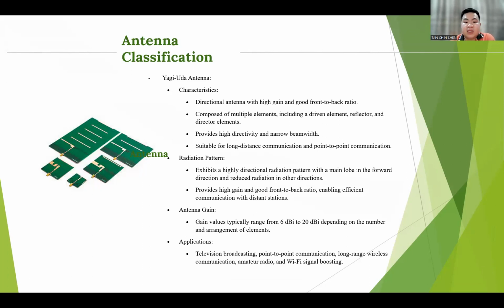The radiation pattern is normally directional, with a main lobe in the forward direction and reduced radiation in the other directions. It provides high gain and good front-to-back ratio, enabling efficient communication with distant stations. The antenna gain ranges from 6 dB to 20 dB, depending on the number and arrangement of the elements. Applications are television broadcasting, point-to-point communication, long-range wireless communication, radio, and Wi-Fi signal boosting.